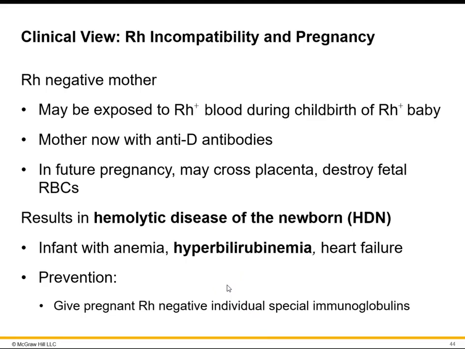How do we prevent this? Well, in mom's second pregnancy, she's going to get a shot of RhoGAM. And what RhoGAM is basically special immunoglobulins. And what they do is they travel to the baby's red blood cells and cover up those antigens, that Rh factor, on the baby's red blood cells.